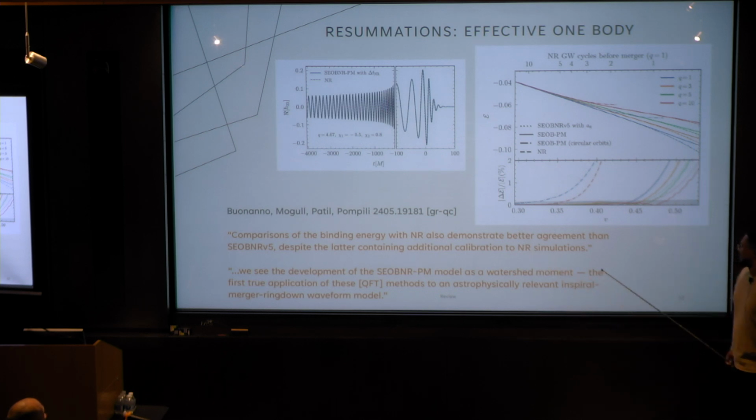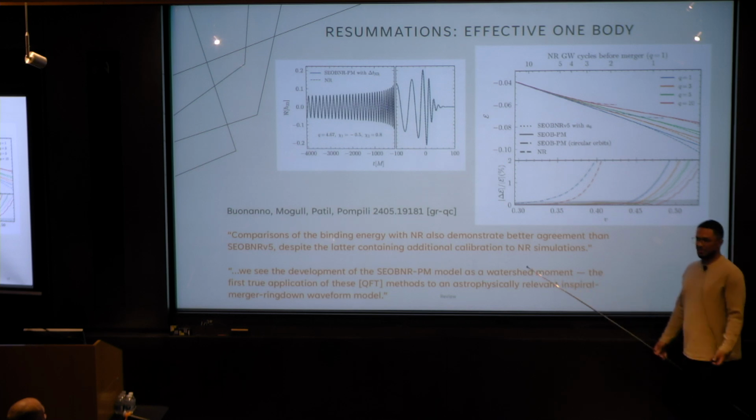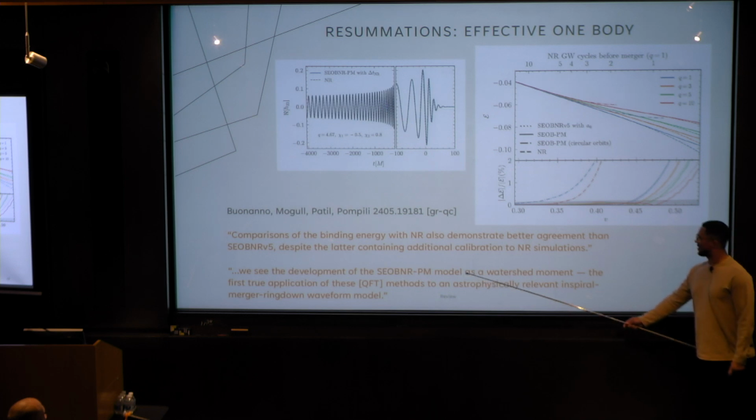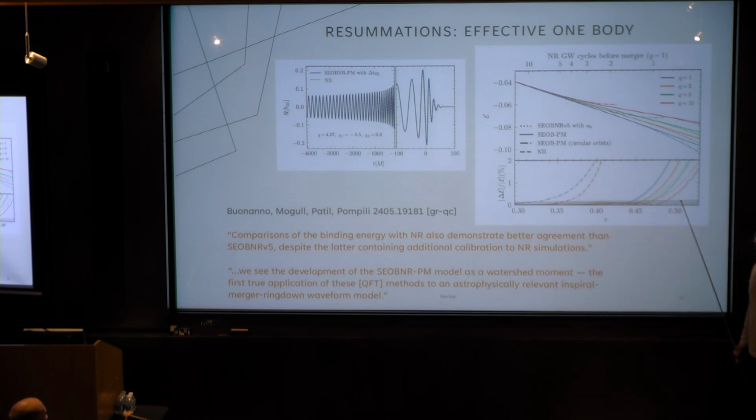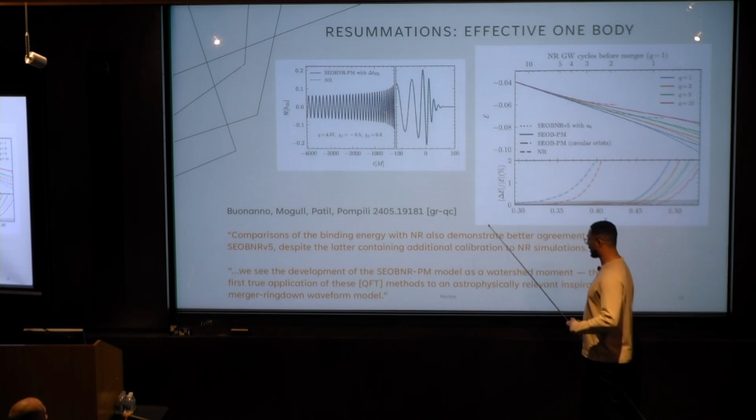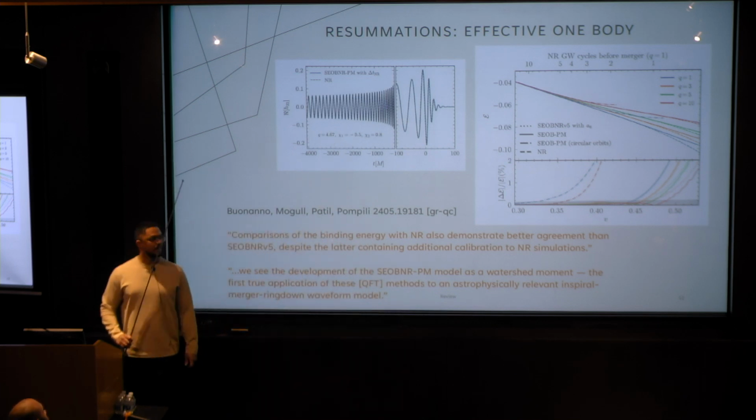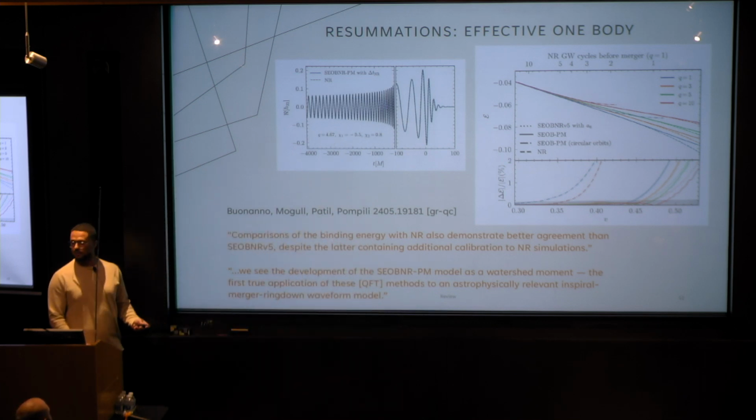To quote them, I'm not going to read the whole quote. Effectively, these PM, post-Newtonian informed resummations, are outperforming some classical PN resummations, which have historically been used for generating waveforms. And so they've responded back saying, you know what? All right, this is a watershed moment. These QFT methods are becoming relevant for production level waveforms. And here's an example of a waveform that they generated. That's an overlay on NR. It's incredible.